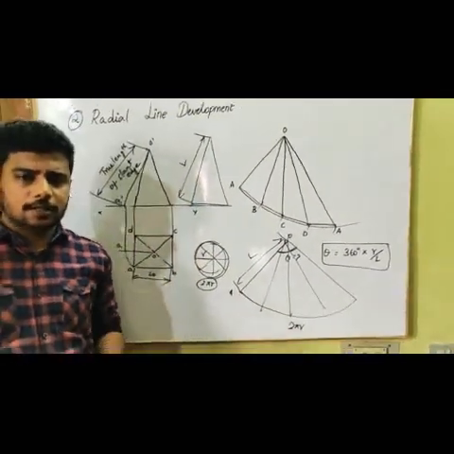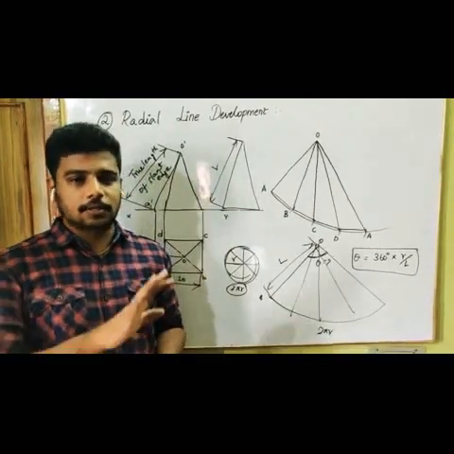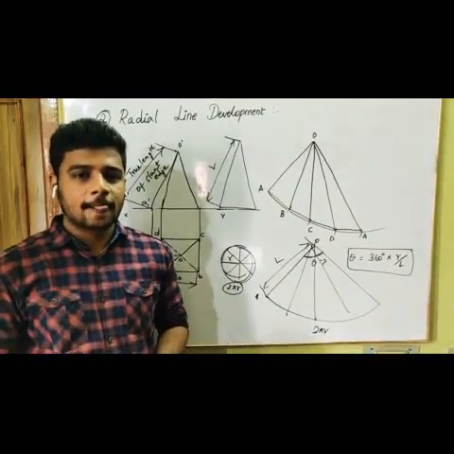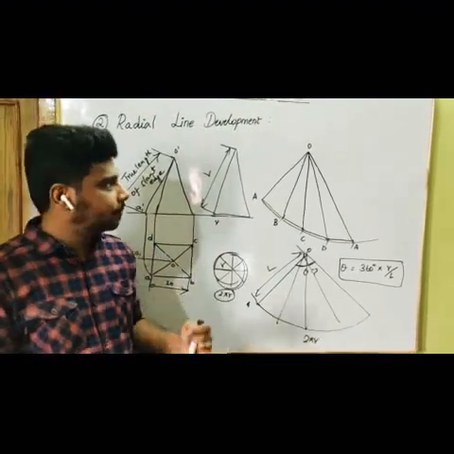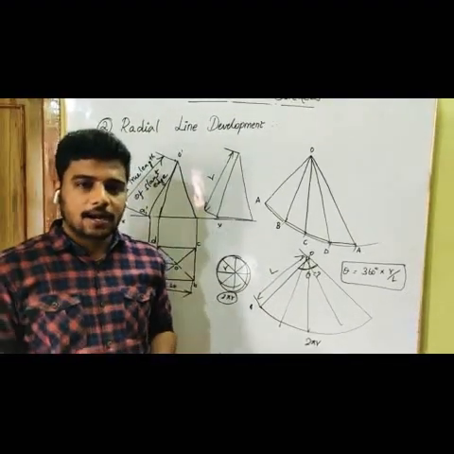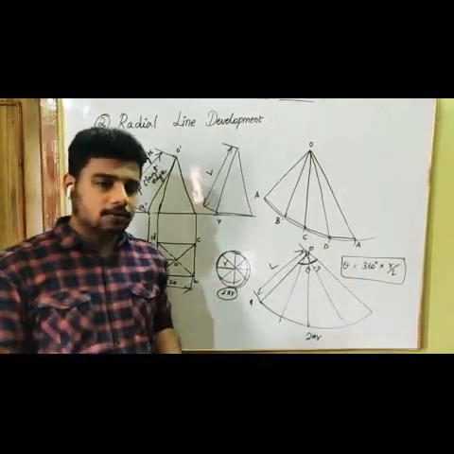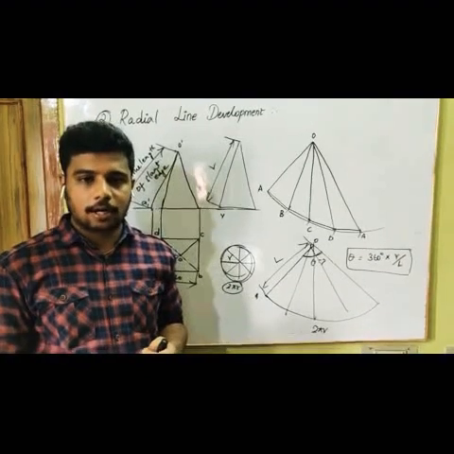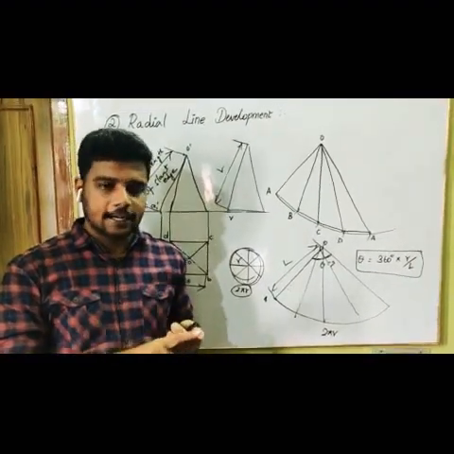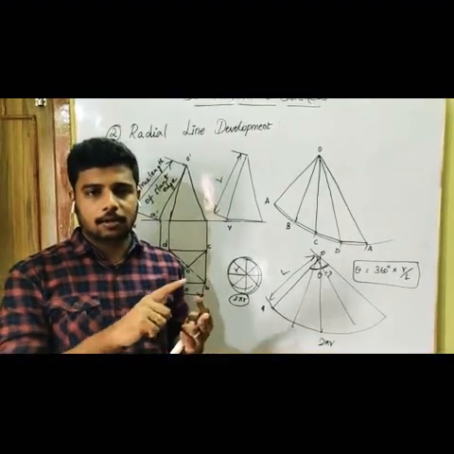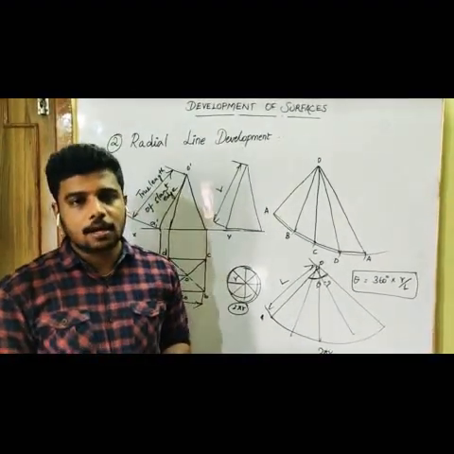One more method is called the approximation method, and that is for your sphere. So these are the three categories for development of surfaces: parallel line development, radial line development, and approximation methods. We are going to solve a problem on solids of revolution, that is your cylinder, and we are going to solve a problem on a pyramid and prism. These are the problems we are going to see in upcoming videos.